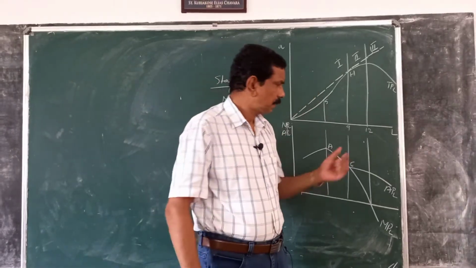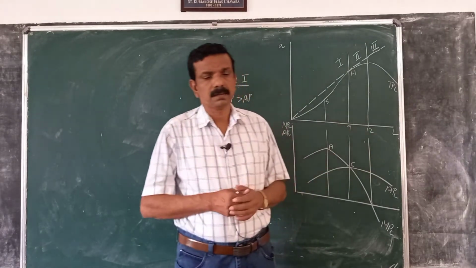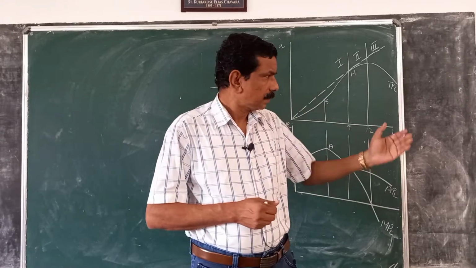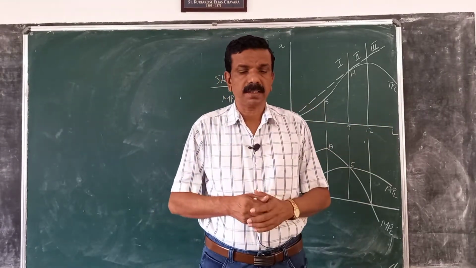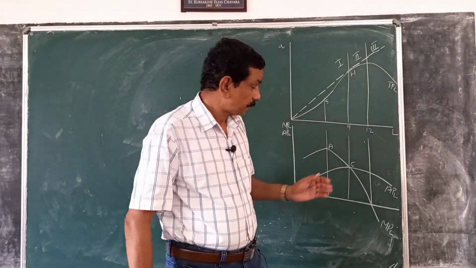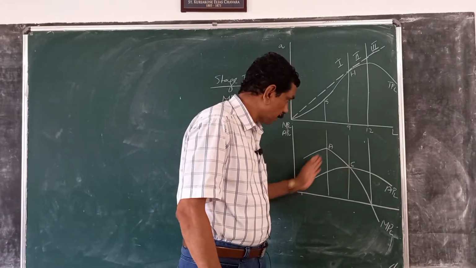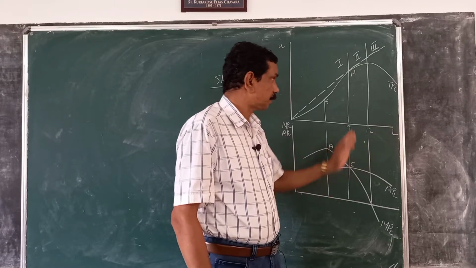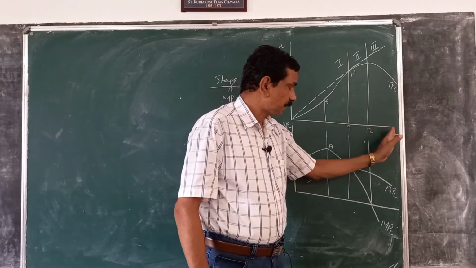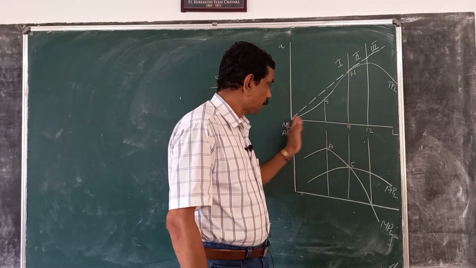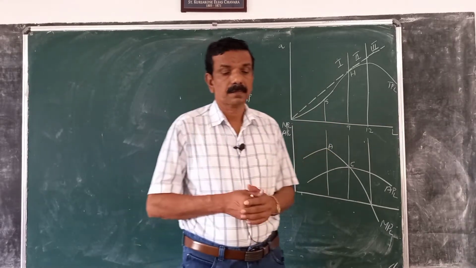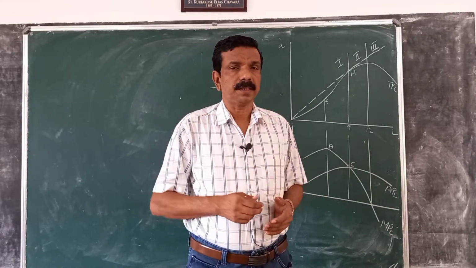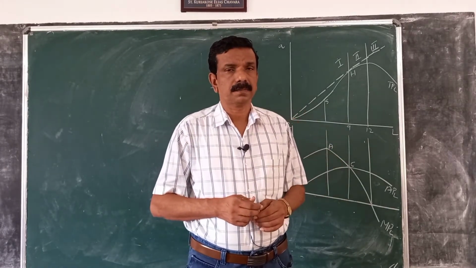And as fixed inputs are reduced, the entire product curve shifts towards the left, so that stage 1 starts at a lower level of operation of variable input. Instead of 9, the first stage begins at a lower level of variable input. So a profit maximizing firm never operates in the first stage.